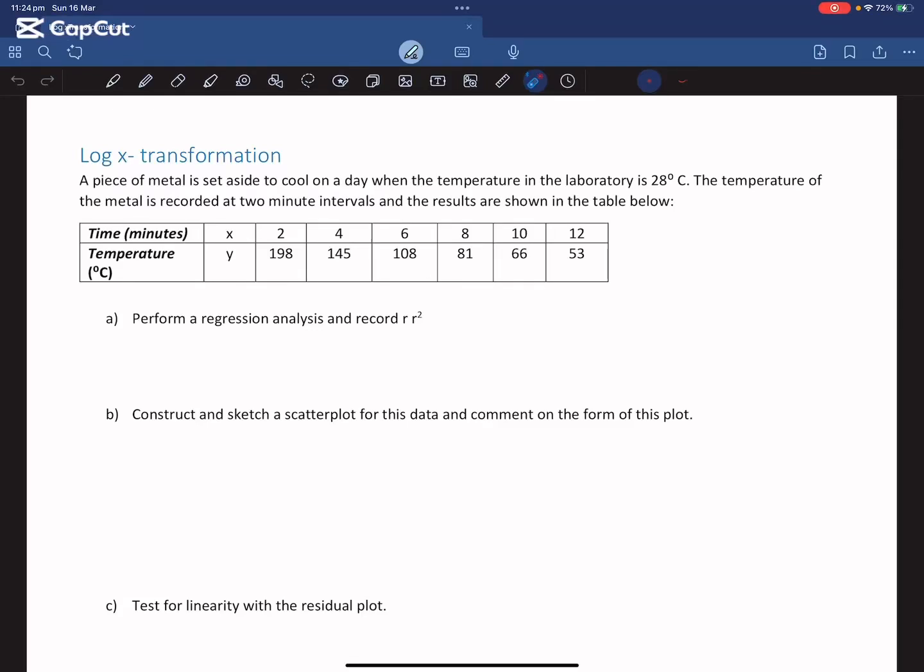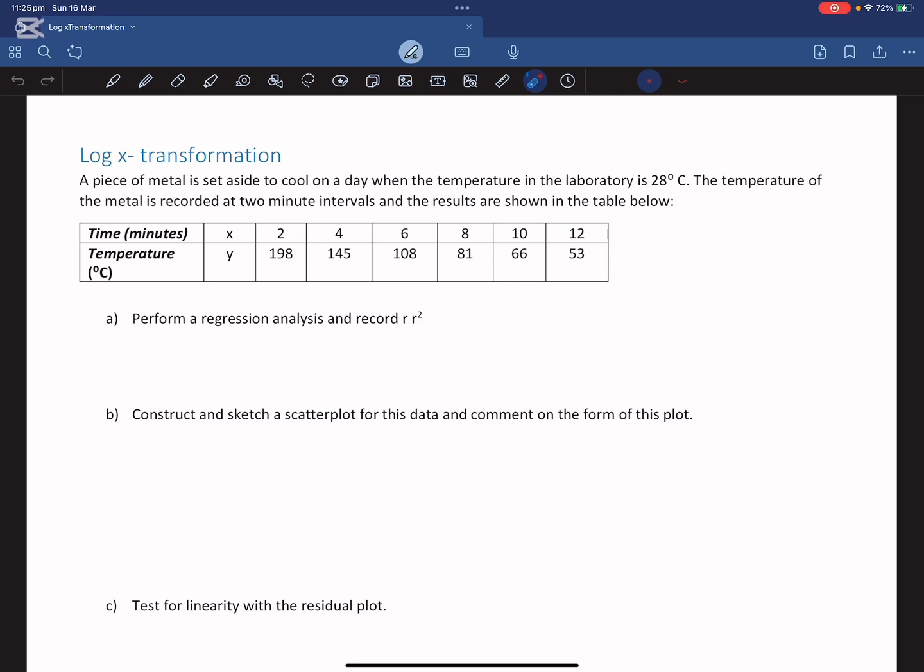Okay, this video will go through how to do a transformation using a Casio calculator for general maths. Alright, so this is more aimed at the data SAC rather than what you would be required to do in an exam, which I'll do another video on.